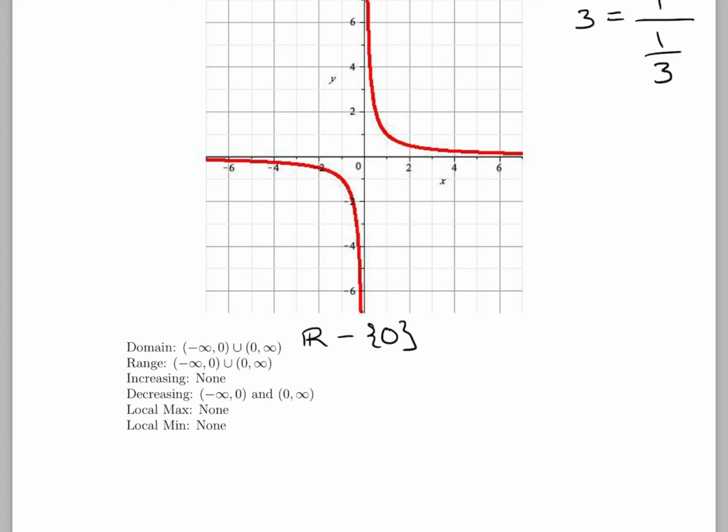It is not increasing anywhere. Nowhere on this graph are you increasing, because as we go from left to right for both parts of this graph, we are actually dropping. So as I go from left to right, I'm decreasing. As I go from left to right, my graph falls for both of these. So I'm not increasing anywhere, I'm decreasing everywhere where this is defined. So for all x values of negative infinity up to 0, not including 0, and everywhere from 0 up to infinity, for all of those x values, I am decreasing. And there is nowhere where I have a local maximum or local minimum, because there is nowhere where I change direction.